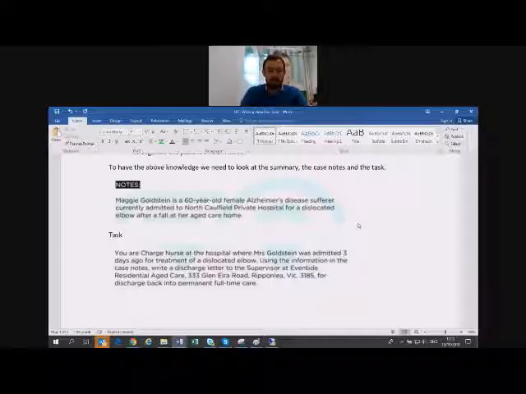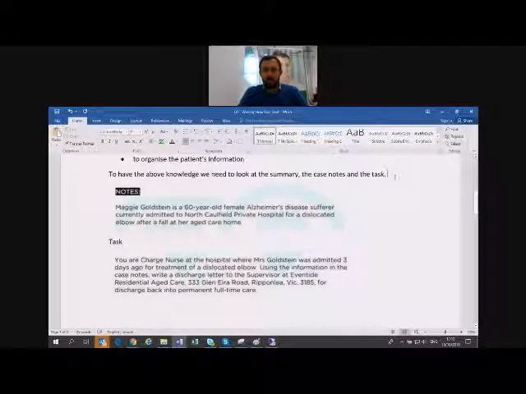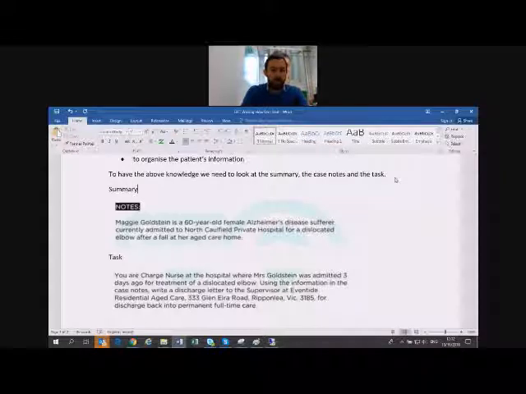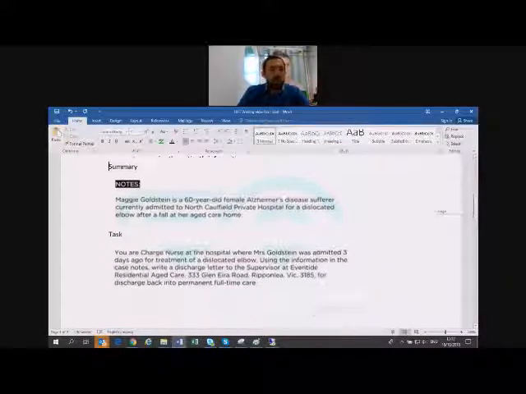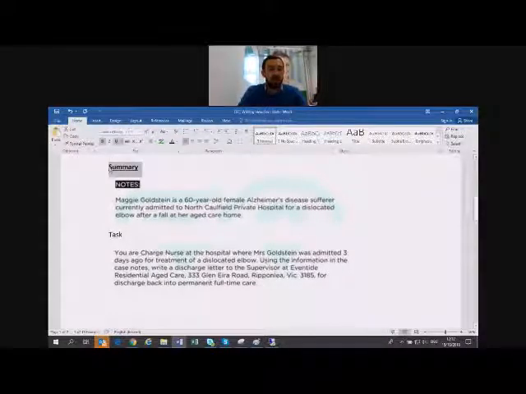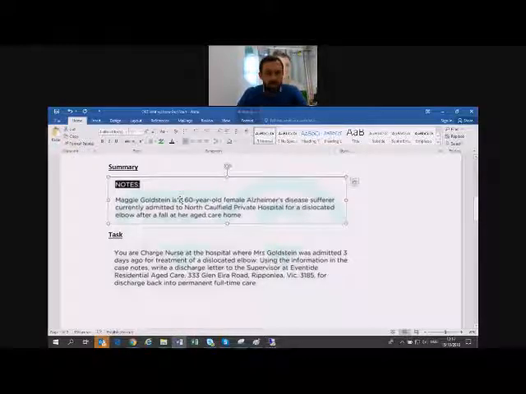This is the task itself. This is the summary here. The summary just gives us a little idea about who this person is and what's happened to them. And then the task tells us a lot of information. So if we look at this, now we found out who the patient is, we know her age, we know what her problem is, and then we can see why she's in hospital. So we've got a very good idea already about who the patient is and what the problem is.